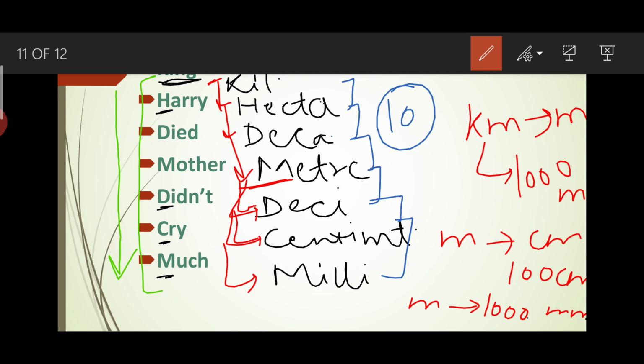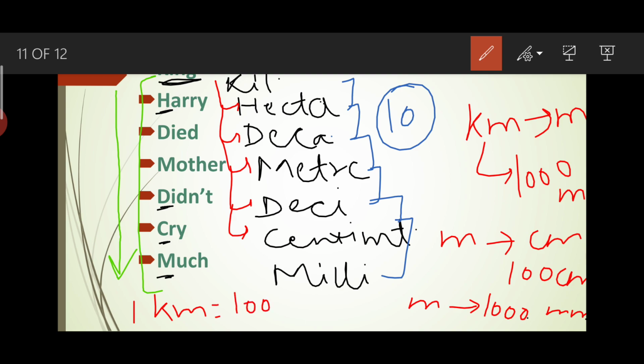Okay, and now if you have to go from kilometer to centimeter, if you have to convert from kilometer to centimeter, then what will you do? You will go 1, 2, 3, 4 and 5. That means 1 kilometer is equal to 1, 2, 3, 4, 5 zeros centimeter.